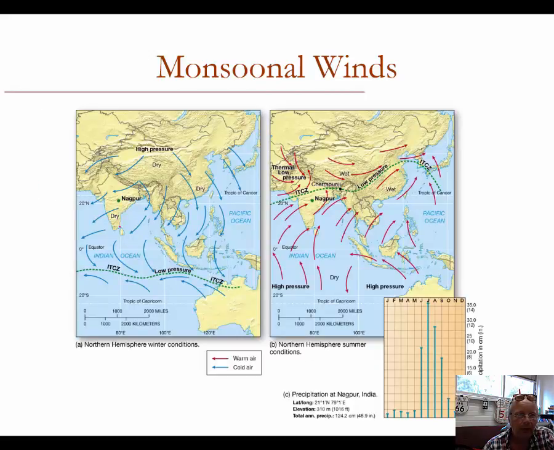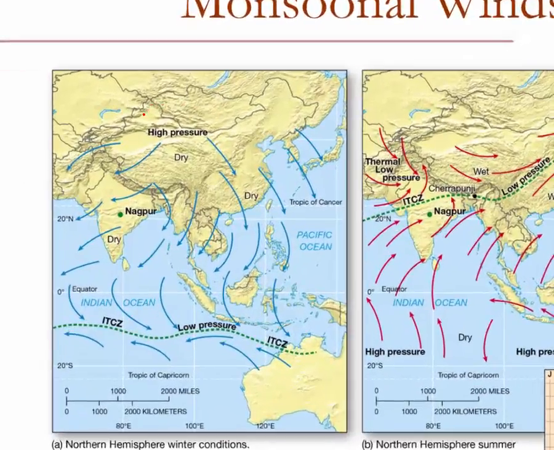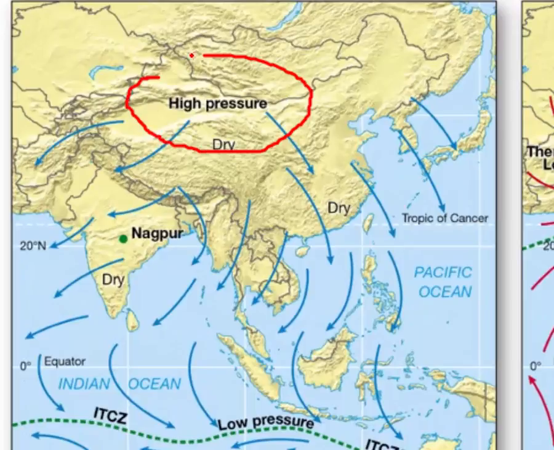Here's a graphic of how that works. High pressure occurs over Siberia during the winter months. It pushes dry, cold air out of Siberia across much of South and East Asia.